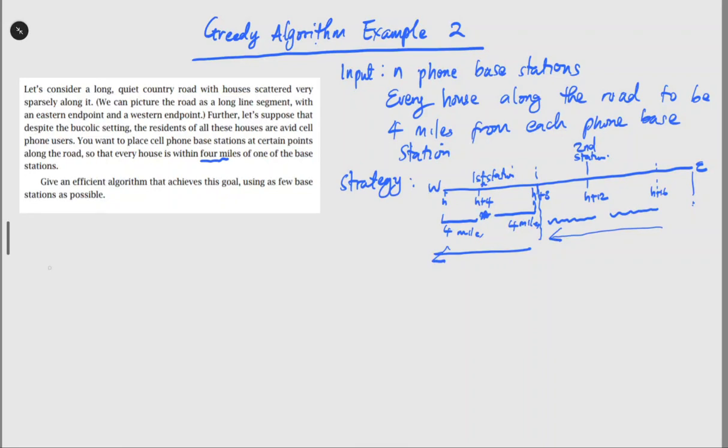So let's write our proof of correctness. Our proof of correctness by induction.